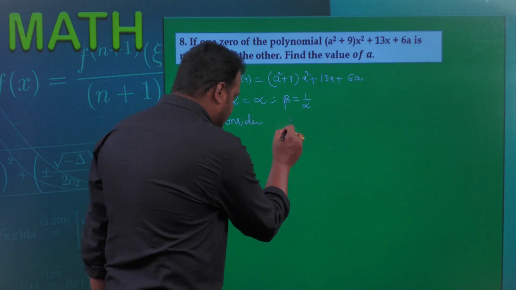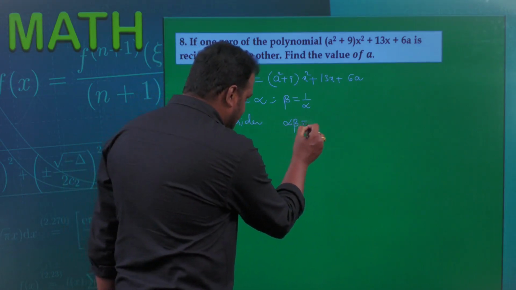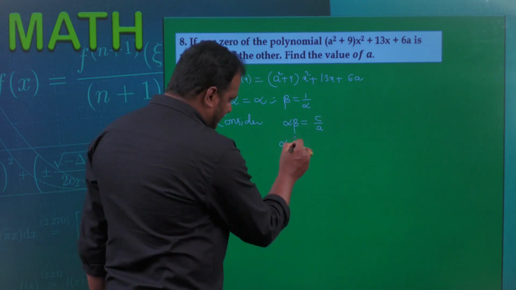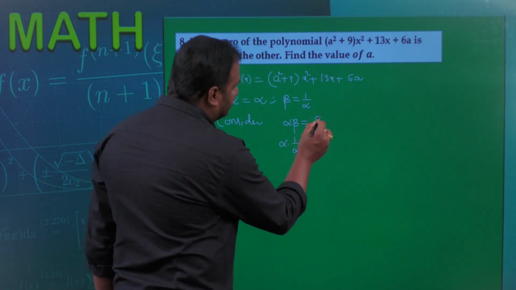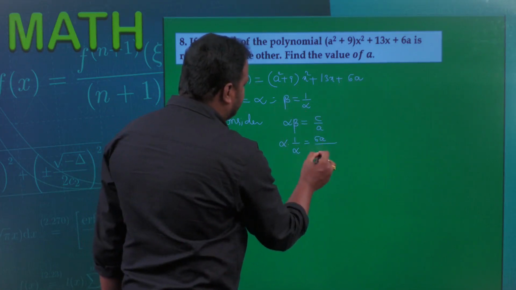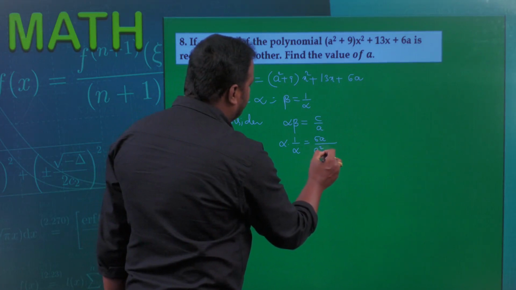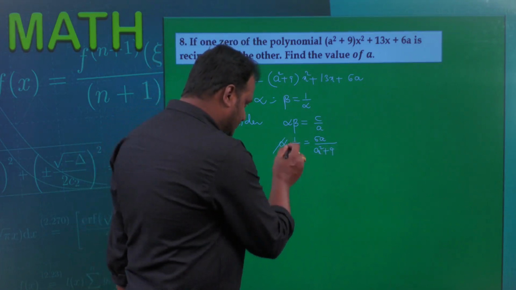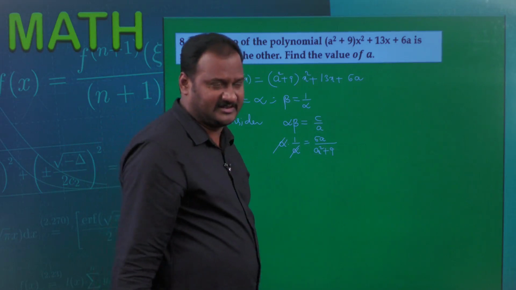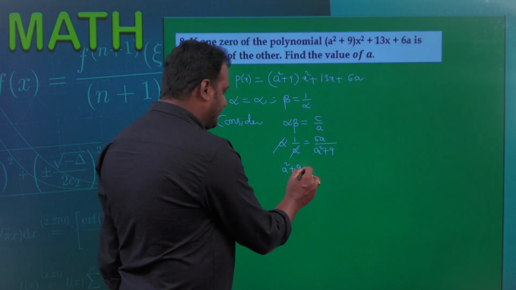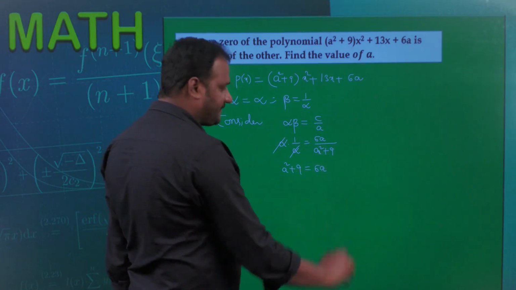Consider the product of zeros, alpha into beta, which is equal to c by a, where alpha is alpha and beta is 1 by alpha. That is equal to c by a, which is 6a divided by a square plus 9. Now alpha and alpha get cancelled, so 1 is equal to 6a by a square plus 9. By cross multiplication, a square plus 9 is equal to 6a.